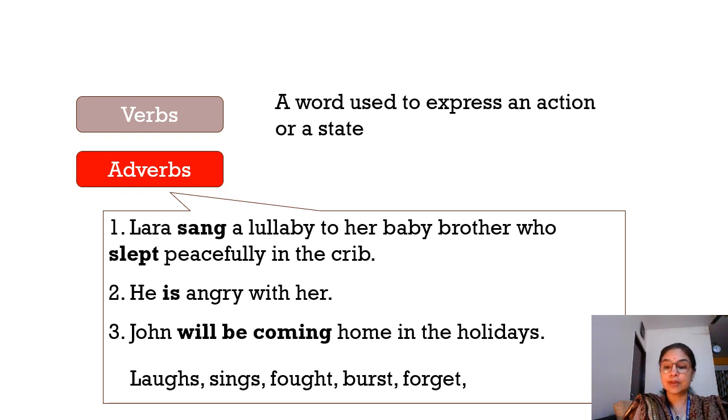Now let's look at the second sentence. He is angry with her. Is expresses a state and therefore is a verb. Now let's look at the sentence. John will be coming home in the holidays. Will be coming form a verb. So similarly, other words like laughs, sings, fought, burst, forget are verbs. Later we will see that verbs are further categorized into tenses.